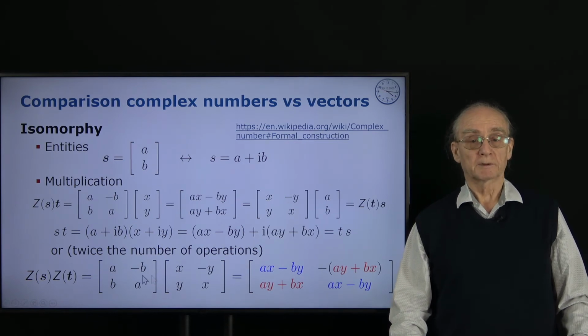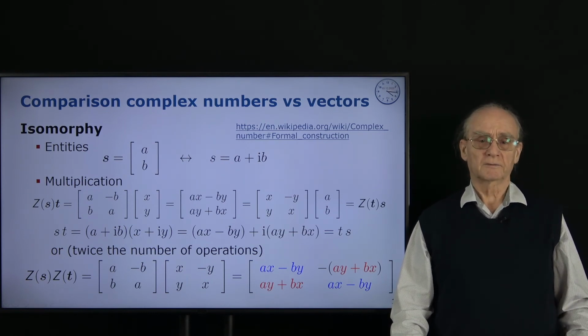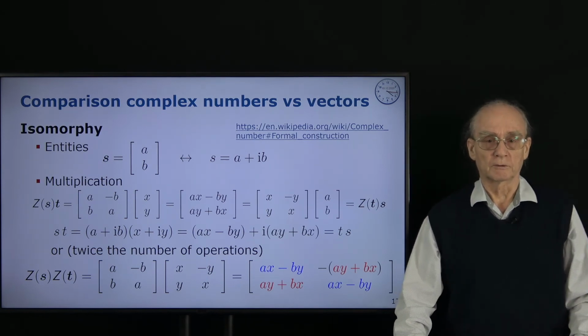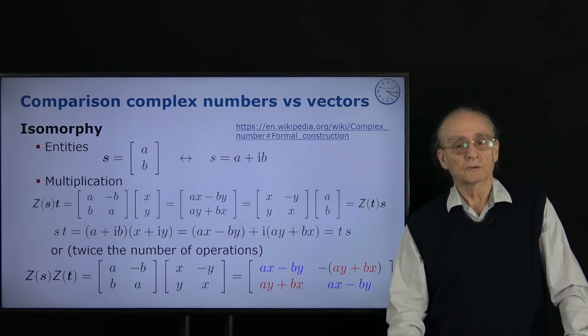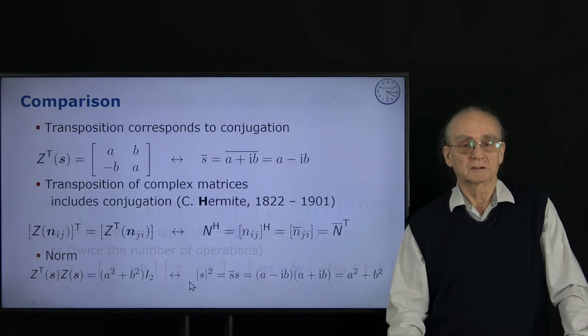We have A multiplied with minus Y and minus B with X. So we get minus AY plus BX, which is the negative of this part. And similarly, we have B multiplied with minus Y and A times X. So we get AX minus BY, which is the same as here. So if we do this type of multiplication with the Z matrices of two vectors, we actually have double the operations than if we would use complex numbers. So it might be useful to use complex numbers, because if we work with larger systems, we could save operations.